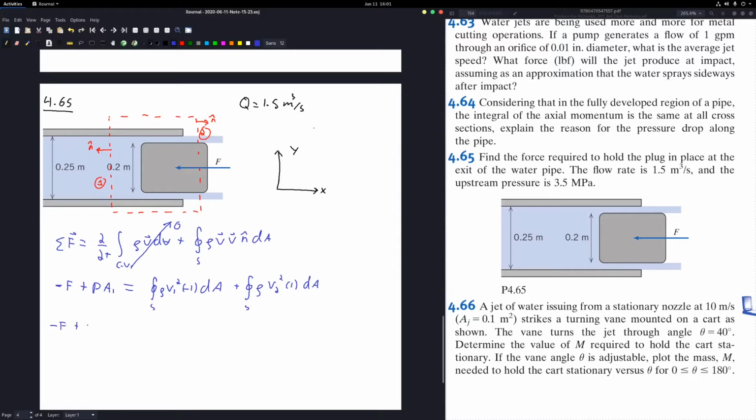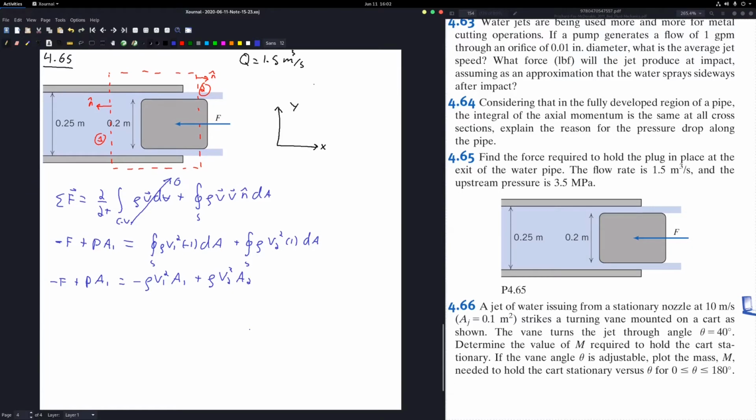Because our velocity is constant along the area 1 and area 2, we can bring it outside of the integral and we obtain our final expression, which is going to be F is equal to P A1 plus rho times the area 1 V1 squared minus the area 2 V2 squared.